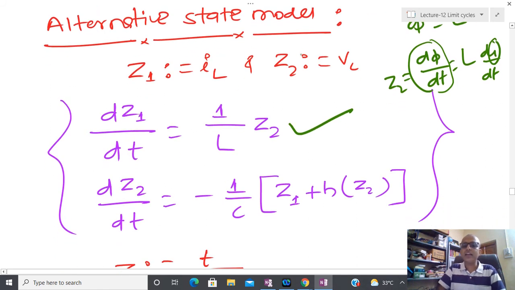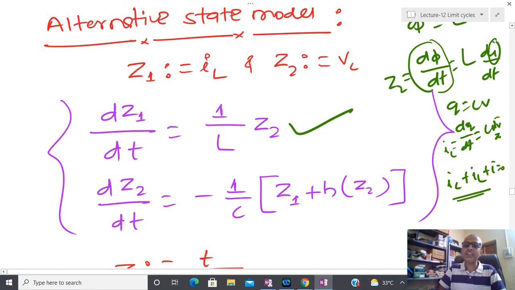That is dV by dt. I know that Q equals CV, and after that dQ by dt equals C dV by dt. So dQ by dt is current. This is the current through the capacitor, and I know that the current IC plus IL plus I equals 0.